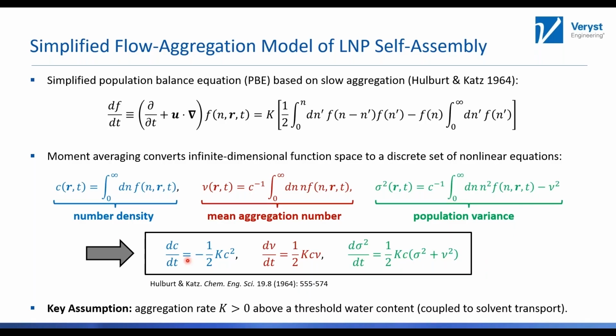And an advantage of this method is that it's computationally much more efficient than solving this integro differential equation on the top here. The disadvantage, of course, is now we're solving for statistical information rather than distributed information. And so there's a trade-off here. Another key assumption in our model is that the aggregation kernel in our aggregation kinetics depends upon the solvent composition, and in fact is non-zero above the threshold water content, and so in that way couples to the solvent transport.